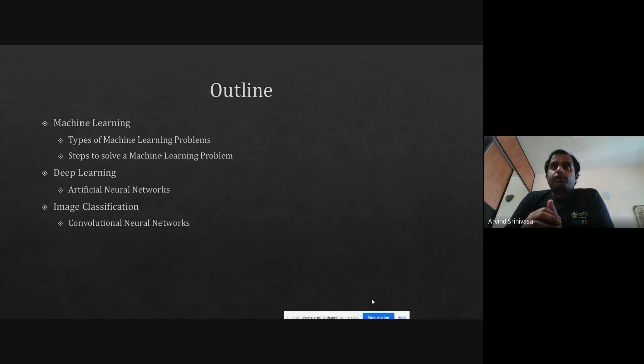So the outline of this talk will be the type of machine learning problems and the steps to solve a machine learning problem. And the next thing is, I will not talk about deep learning today, but I will talk about artificial neural network. That is the basic of the deep neural network. Then gradually we can talk about image classification, then segmentation and object detection, as we've been told. So we can go about it in a step-by-step manner.